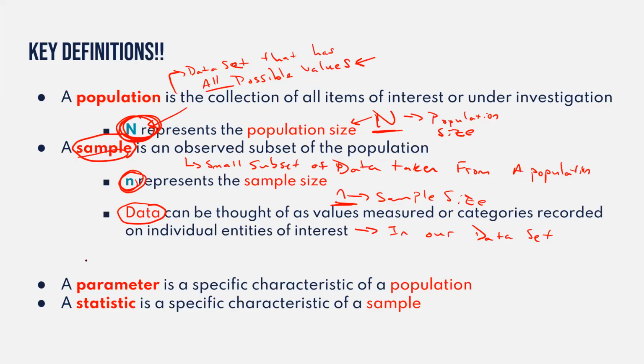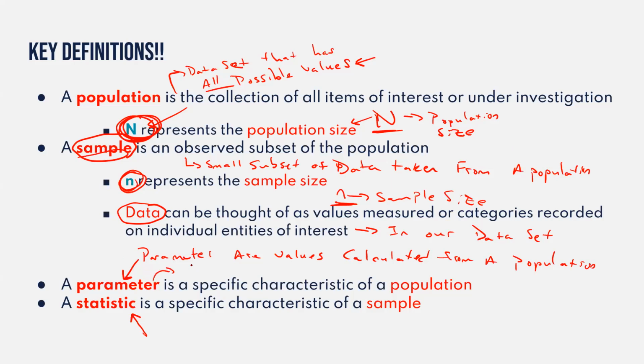From that, we have these two values that we're going to be talking about a lot in this class. The difference between a parameter and a statistic. And this course is called statistics, so obviously we're going to talk more about a statistic. So a parameter is a specific characteristic of a population. So think about a parameter: values calculated from a population.